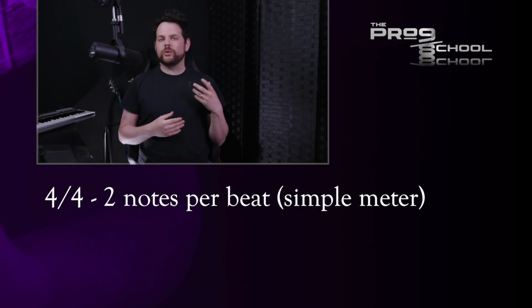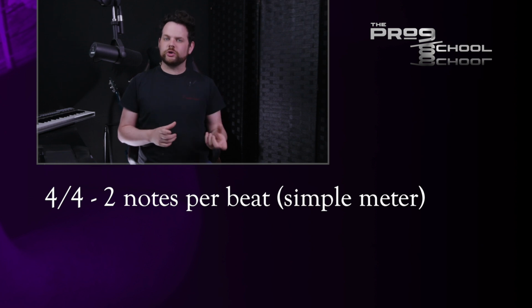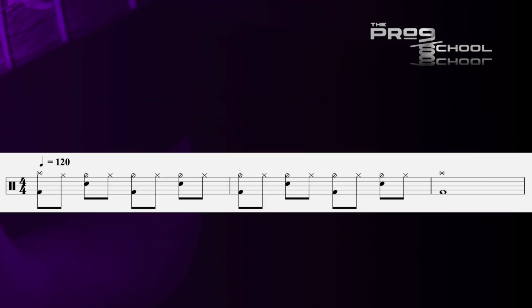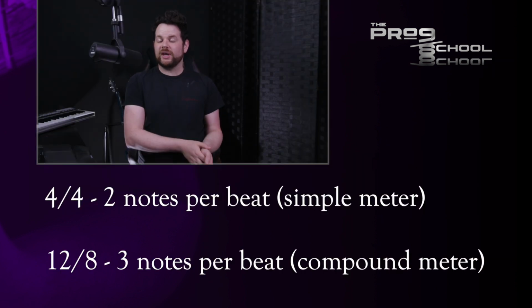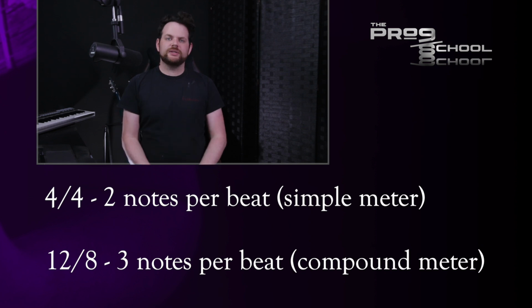The simple metric modulation I'm going to cover in this lesson goes between two of the most common time signatures, 4/4 and 12/8. 4/4 is a simple meter, meaning it has 2 notes per beat. And 12/8 is a compound meter, meaning it has 3 notes per beat.